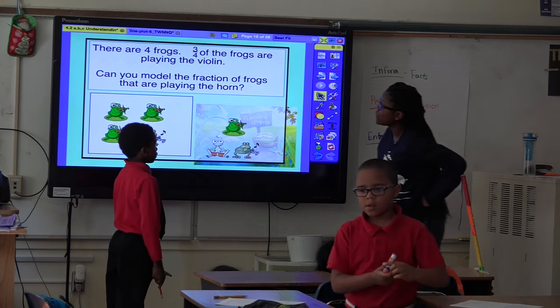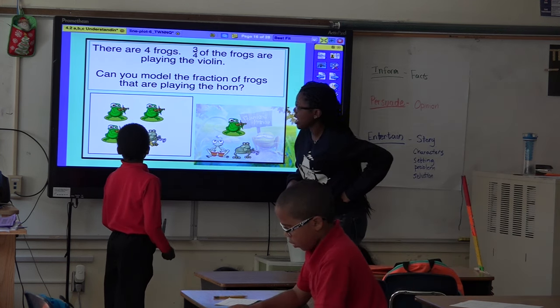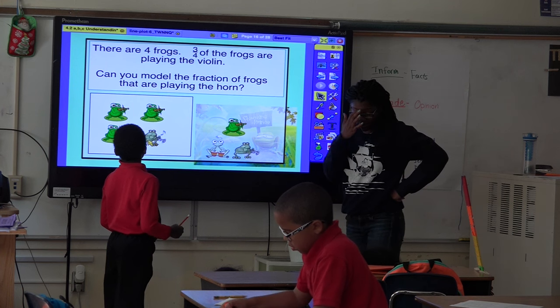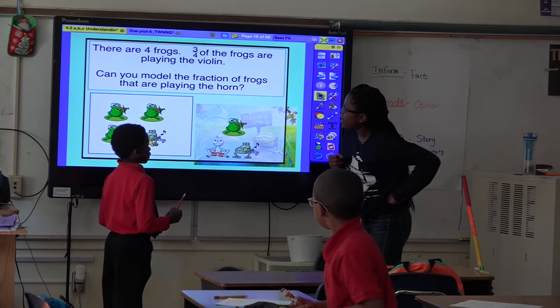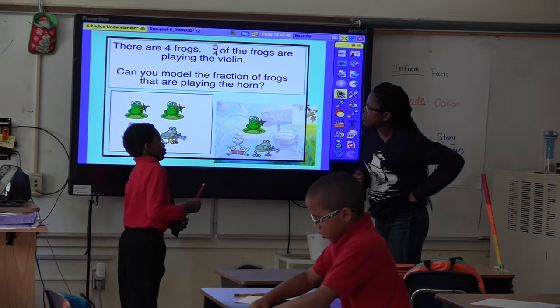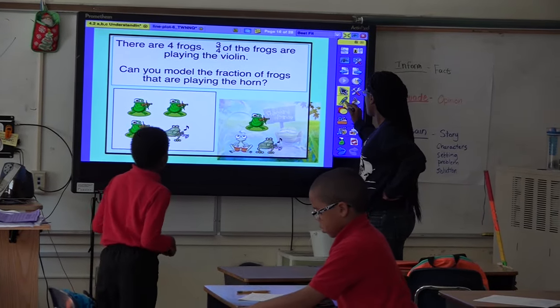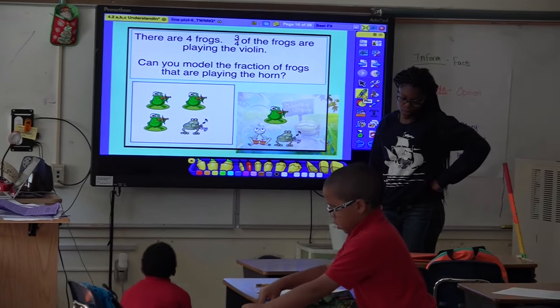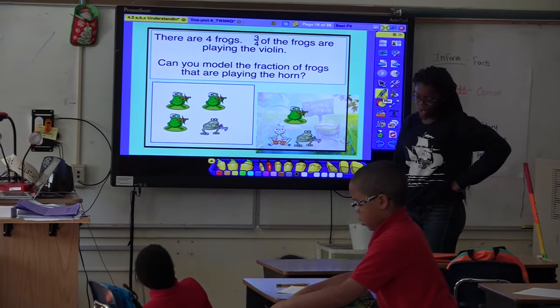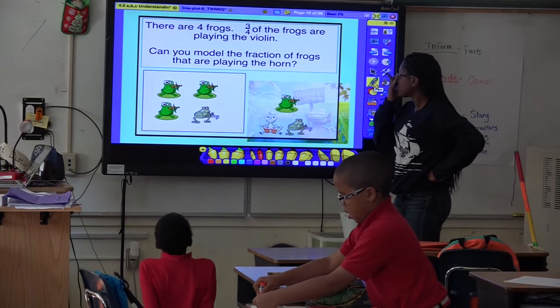All right, 3/4 are playing the violin. So that means how many frogs are playing the violin? Three. And how many frogs are playing the horn? One. How many frogs do we have in total? Four. That's represented by what fraction? 4/4.